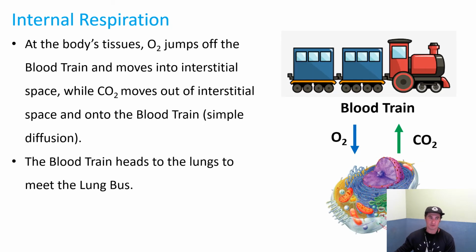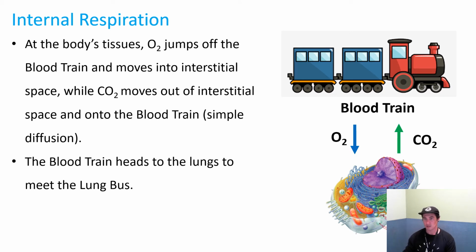Whereas internal respiration is when the blood train moves oxygen around the system and it gets to some tissues or cells that need oxygen to generate ATP. It's the gas exchange between oxygen getting from your blood into your cells and CO2 going from your cells back into your blood. So oxygen gets off the train, jumps into a working skeletal muscle, for example.